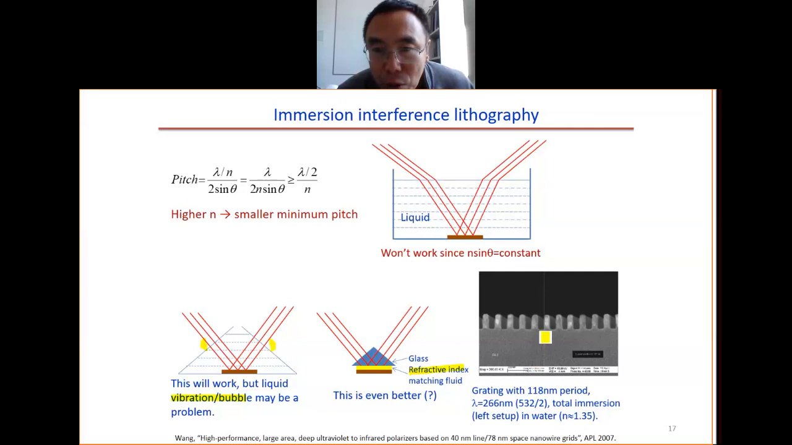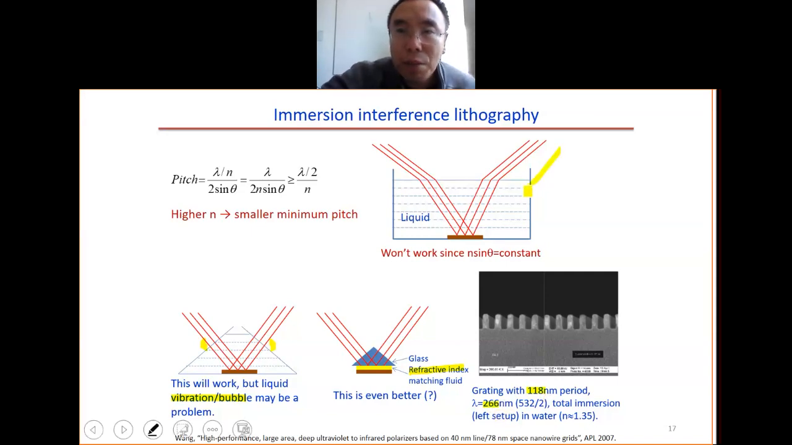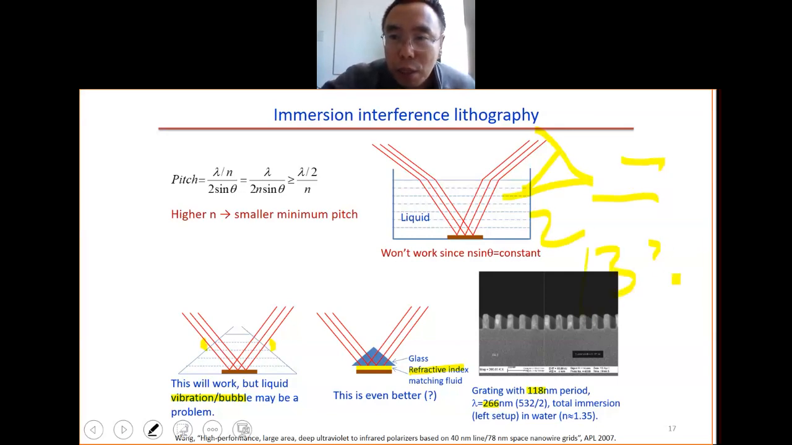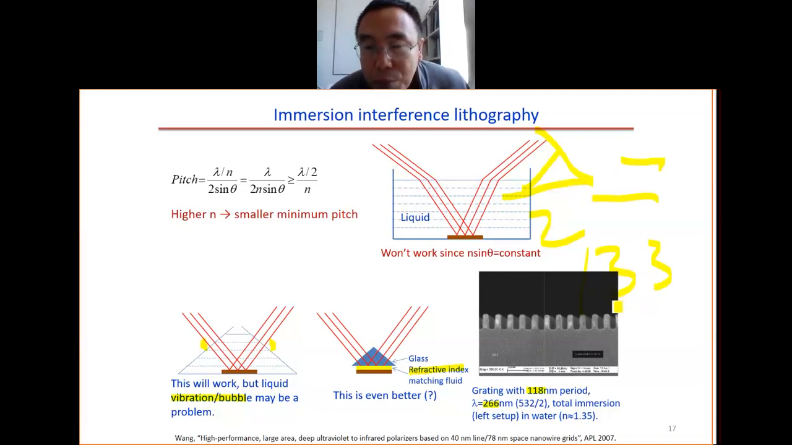This is an example of a grating pattern with 180 nanometer pitch using 266 nanometer wavelength. We know that lambda over 2 equals 133 nanometer. So if we do not do immersion lithography, the smallest period we can have is 133 nanometer. But here we get 118 nanometer pitch. Thank you.